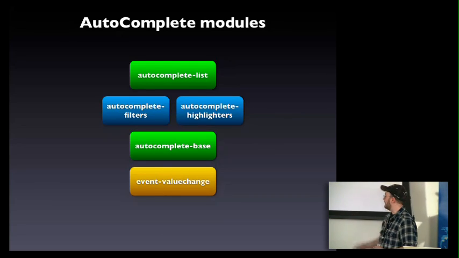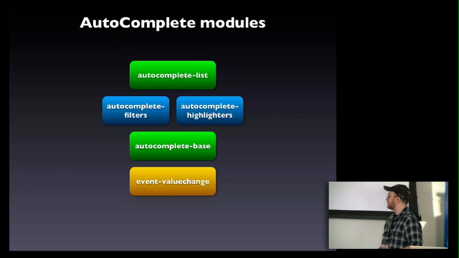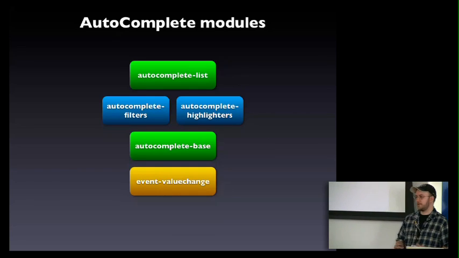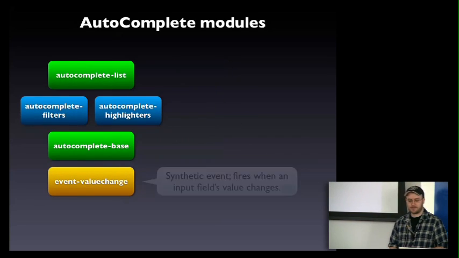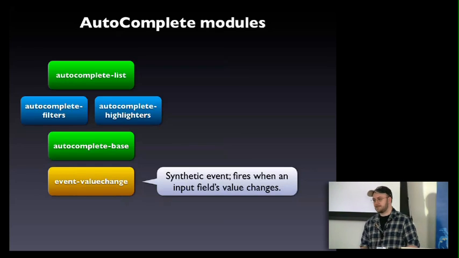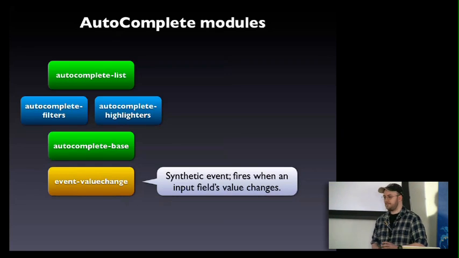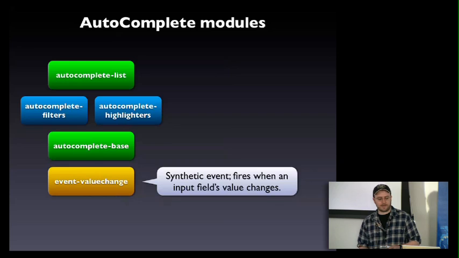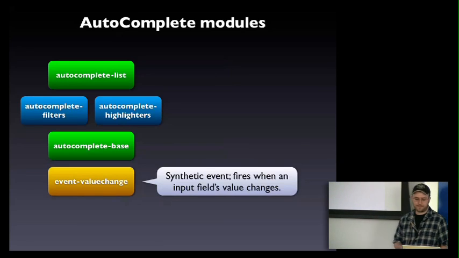I've also included a module that's not technically part of autocomplete, the event value change module. I've included it here because it's really foundational. It's something that autocomplete builds on top of. So it does have a lot of bearing on this module structure. Starting with event value change, this is a synthetic event. All it does is look at an input field or a text area, and wait to see when the value changes as a result of user input. And then it'll fire an event whenever that happens.